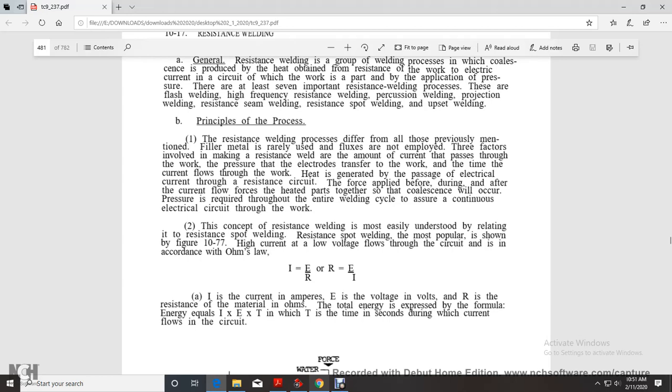The concept of resistance welding is most easily understood by looking at resistance spot welding. Resistance spot welding is the most popular, shown in figure 10-77. High current at low voltage flows through the circuit in accordance with Ohm's law.